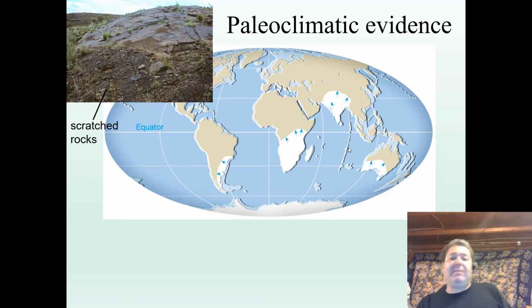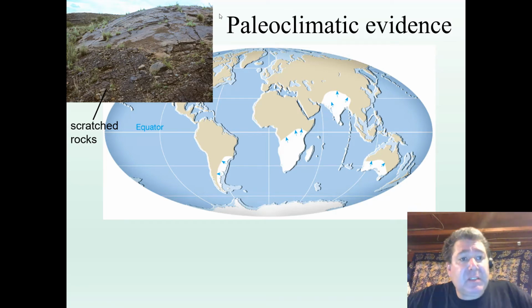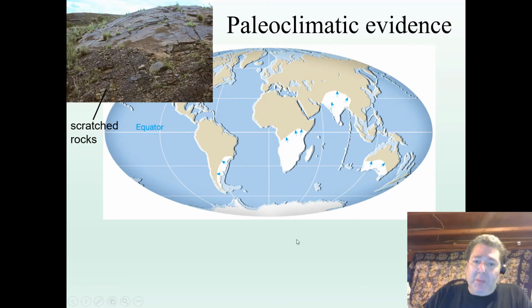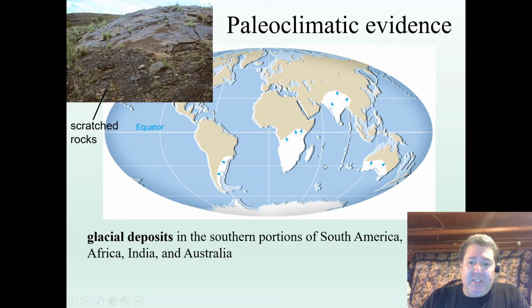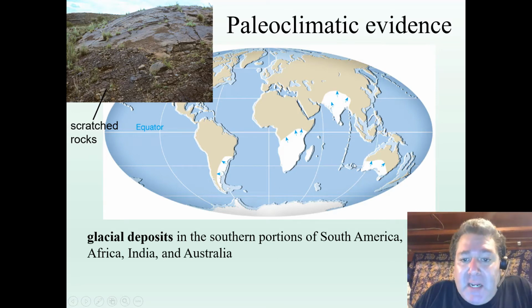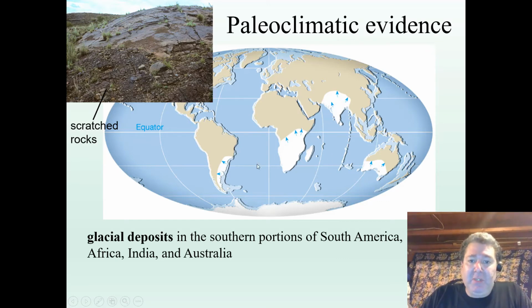And then paleoclimatic evidence in the form of glacial striations. Here's a scratched rock from a glacier, these huge continental glaciers, a mile thick or more of ice that was on top of us here about 20,000 years ago or so. But there have been other glaciation events in the past. And one of them that we've seen some ancient glacial evidence for is in South America, Africa, India, and Australia, that looks like the glaciers, these big continental ice sheets, were starting in the oceans and then crawling up onto land.